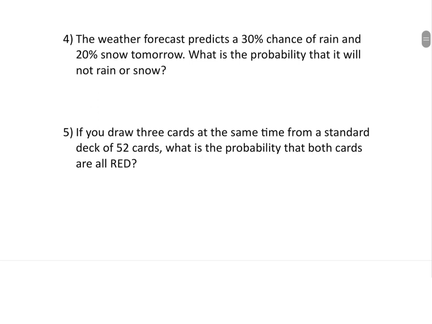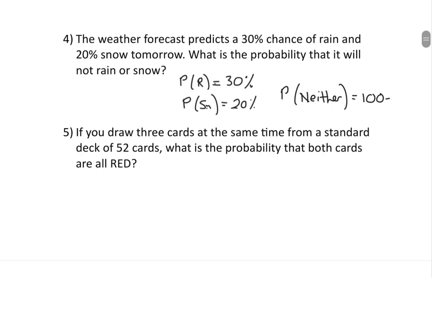Question 4 should be easy. The probability of rain equals 30%. The probability of snow equals 20%. And we want the probability of neither, i.e. something else happening. So it's going to be 100 minus 30 minus 20, which equals 50%.